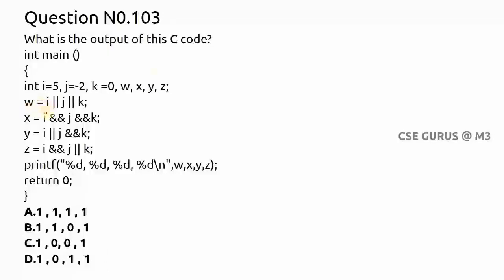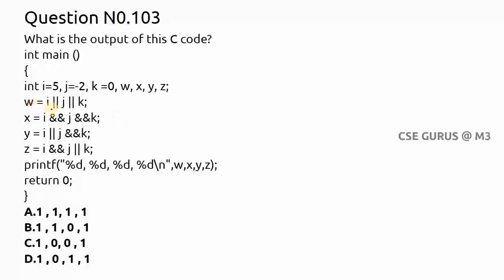The first one, W equals I logical or J. Anyway we know that logical OR means if both the values are 0 then only 0, otherwise 1. Whereas logical AND, if both the values are 1 then only 1, otherwise 0. So we have to follow that truth table.